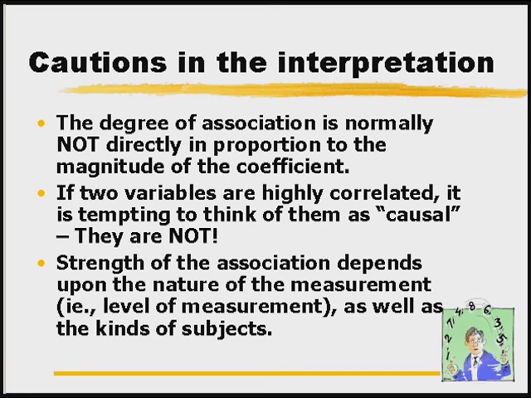The strength of the association depends upon the nature of the measurement, and that is to say the level of measurement as well as the kinds of subjects. In association, there are a variety of different ways of measuring association besides the Pearson's R. And Pearson's R, as I said, is most well suited when the variables are both continuous and quantitative. But other types of association measures include a rank ordering correlation, the biserial correlations, the point biserial correlations, contingency coefficients, correlation ratios, and partial correlations, and multiple correlations.